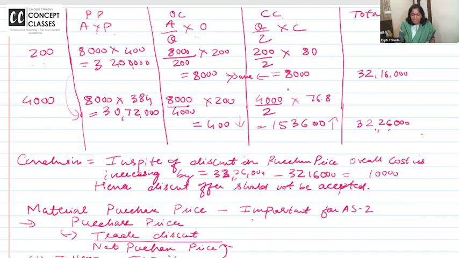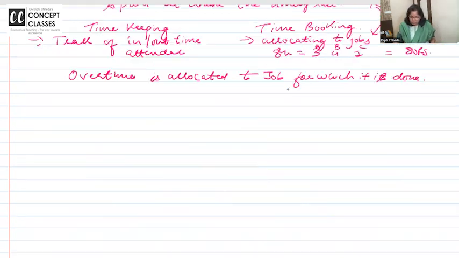200 units if you are buying, EOQ 8, and your carrying and ordering cost is the same, but your cost is 32 lakh 16,000. Instead of that, if you buy 4,000, your purchase cost has come down from 32 lakhs to 30 lakhs, but your other cost has increased. Overall cost is increasing, so the discount offer will not be accepted. And this in routine we have written and we have studied.